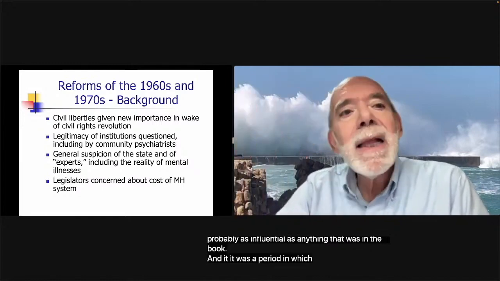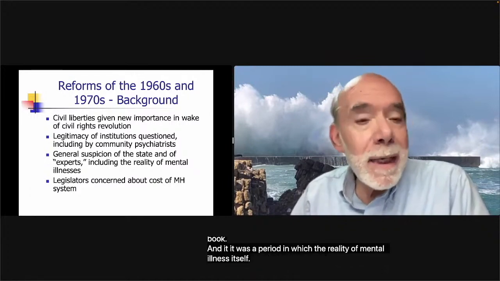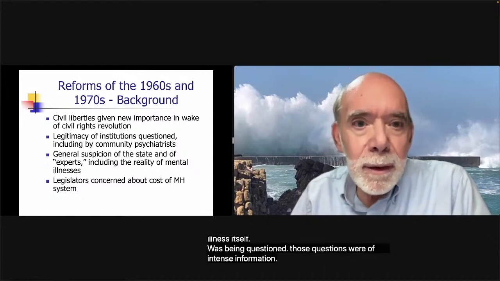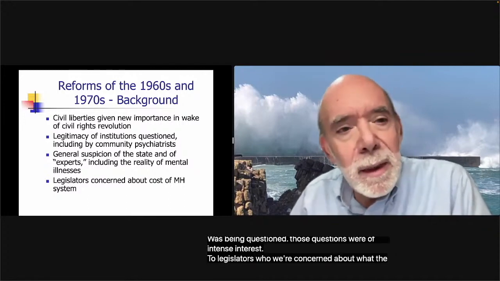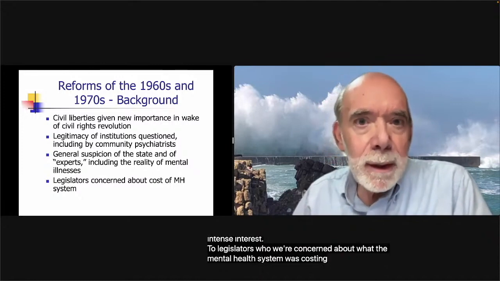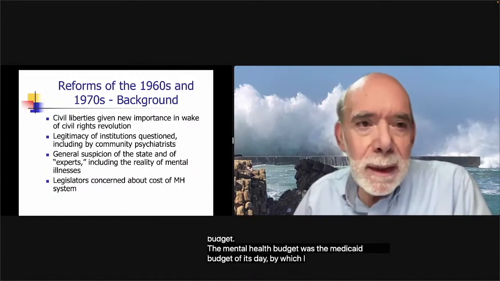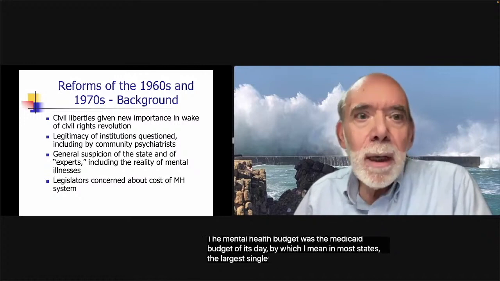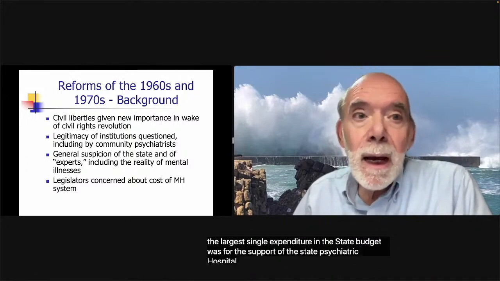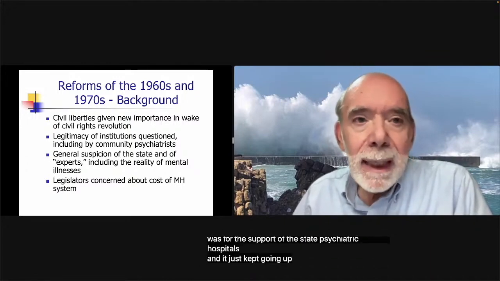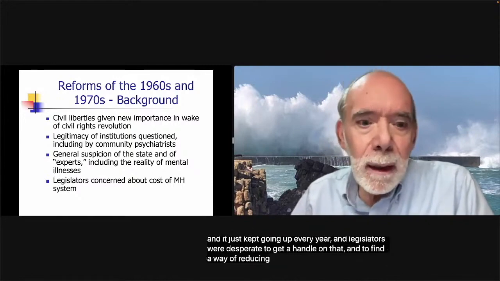It was a period in which the reality of mental illness itself was being questioned. Those questions were of intense interest to legislators who were concerned about what the mental health system was costing the state budget. The mental health budget was the Medicaid budget of its day, by which I mean, in most states, the largest single expenditure in the state budget was for the support of the state psychiatric hospitals. And it just kept going up every year. And legislators were desperate to get a handle on that and to find a way of reducing the cost.